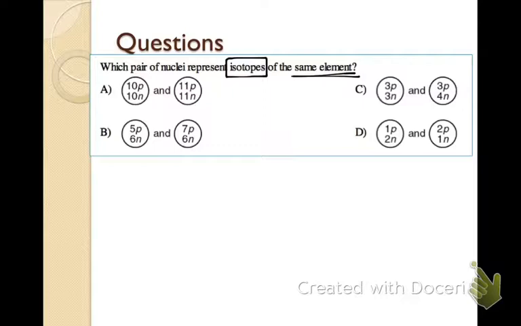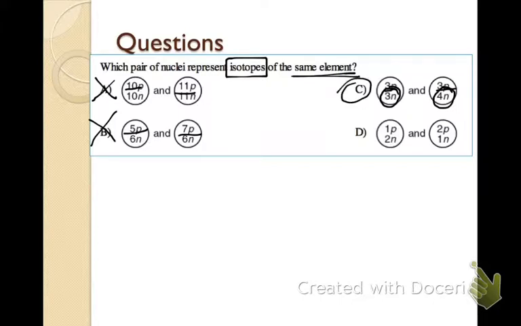Let's take a look. First, we'll make sure that they're the same element. So this one has 10 protons, this has 11 protons. These won't be the same number of protons, so they are different elements. For B, we have 5 protons, 7 protons. This is not correct. For C, we have 3 protons here and 3 protons there, so they're going to be the same element. Now we need to make sure that they have a different number of neutrons. So this has 3 neutrons and that has 4 neutrons. So this is our answer.